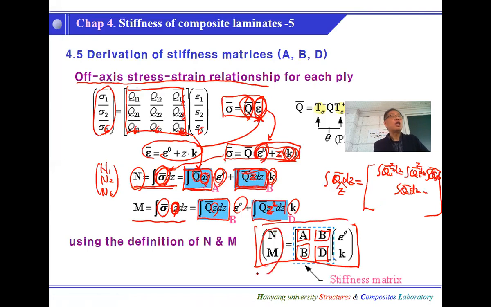This is the in-plane load and bending moment, and in-plane strain and curvature. This ABD, so famous, the ABD matrix, which represents the stiffness of a laminate. How do we calculate the A? Well, A, we integrate all the Q through the thickness, and so on.